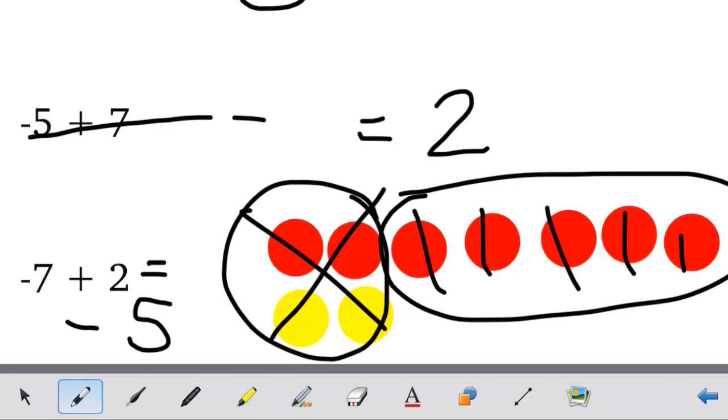Hopefully you guys are starting to understand how we add integers using counters and starting to see some patterns on how these work so that you can start adding integers without using the counters. Tomorrow we are going to continue practicing adding integers, and we are going to look at how you use a number line to practice adding integers and how that visually helps us understand what we're doing when we do the steps of adding integers.